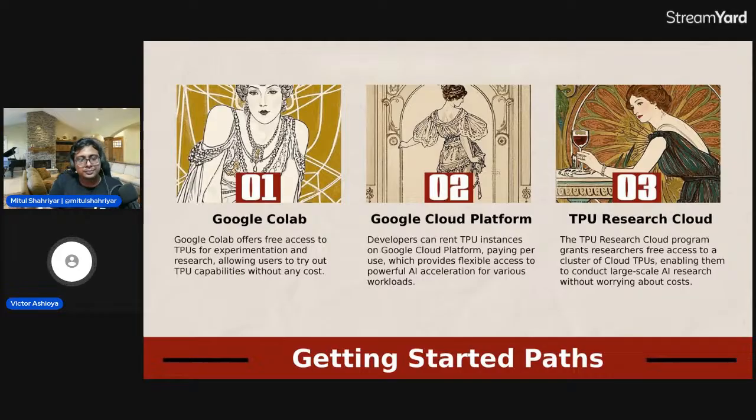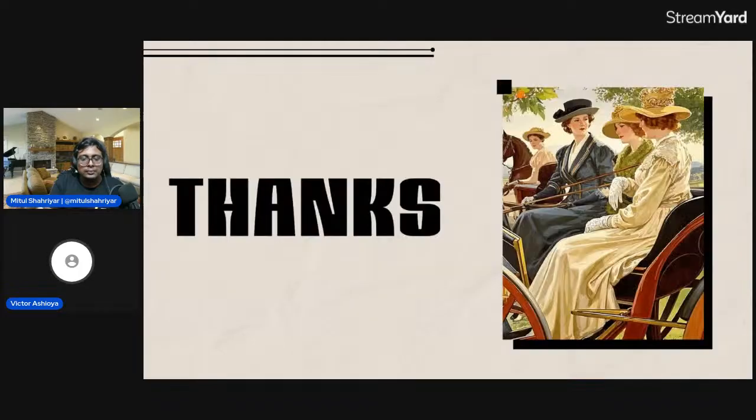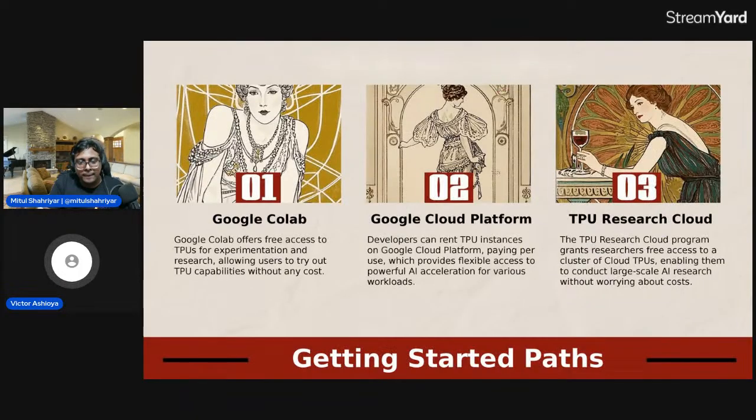And then there's the TPU Research Cloud. It's basically a program that grants credits separately, so you have to prove you're conducting large-scale research without worrying about costs. Okay, so that's it.